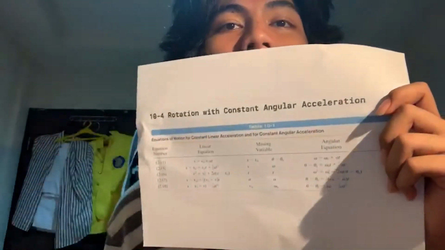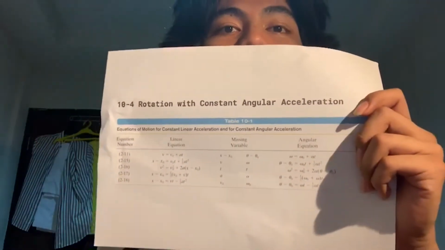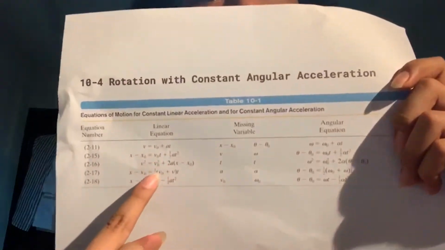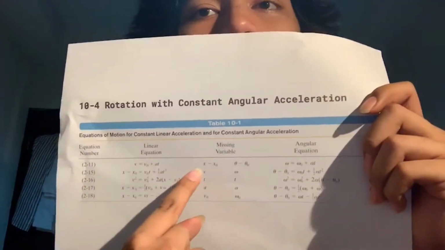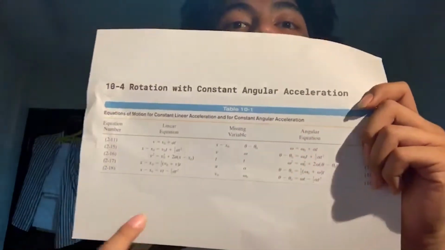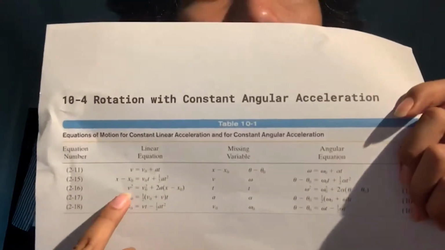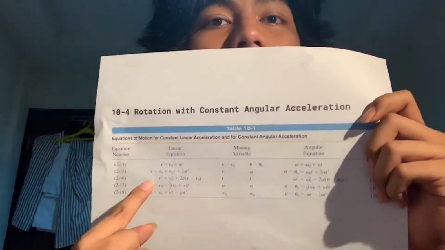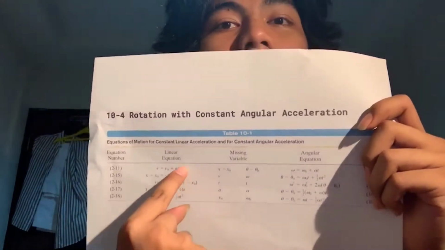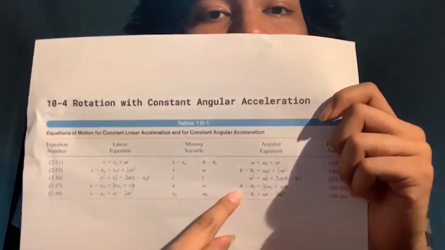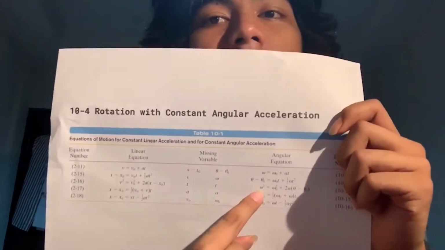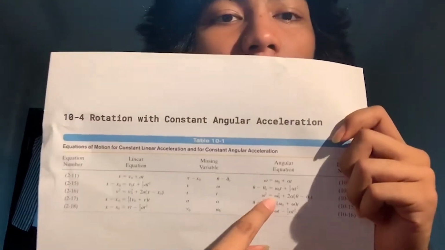So, the next one is rotation with constant angular acceleration. In the linear equation, v equals v0 plus a times t. In the angular equation, omega equals omega 0 plus alpha times t. The second one is x minus x0 equals v0 times t plus half times a times t to the power of 2. In the angular equation, theta minus theta 0 equals omega 0 times t plus half times alpha times t to the power of 2.